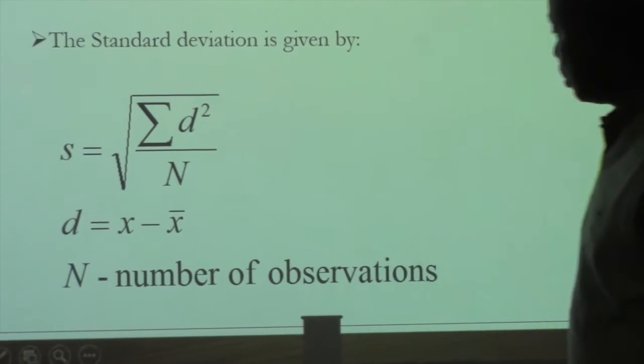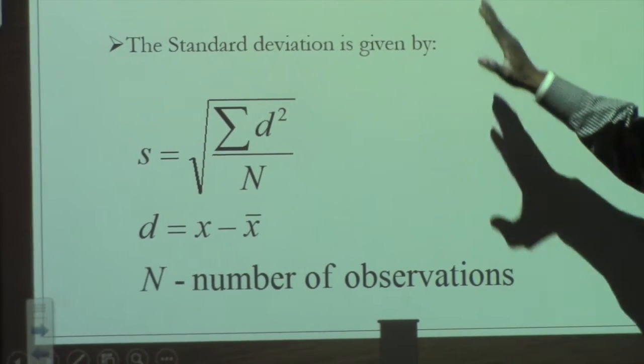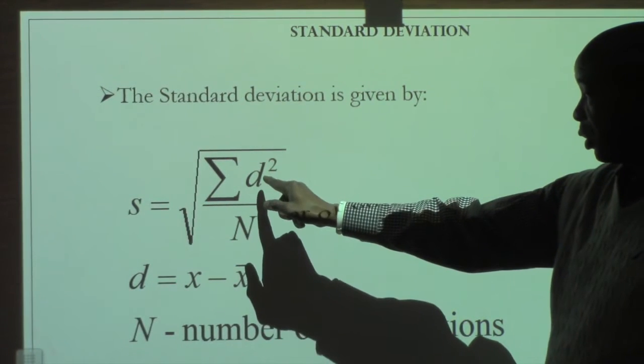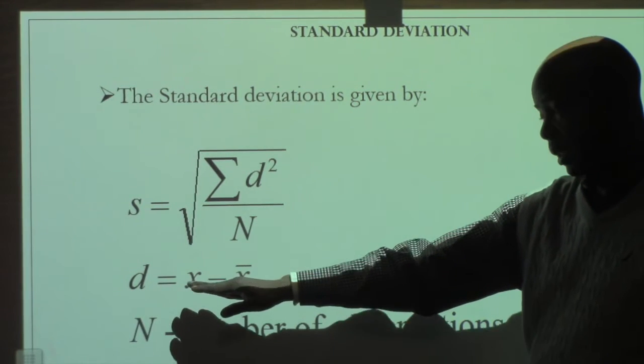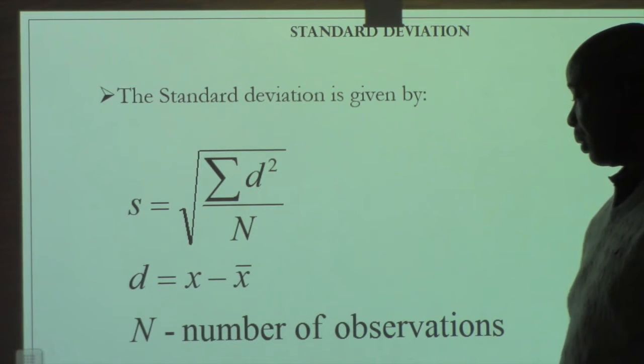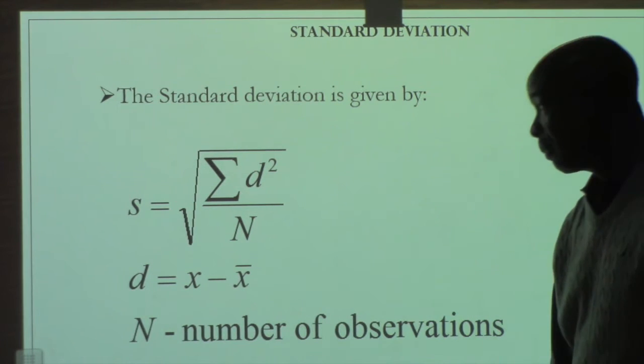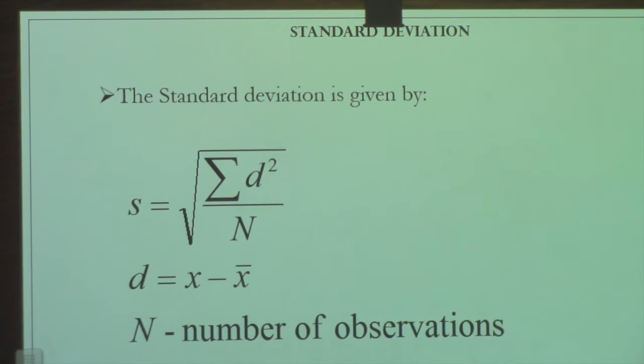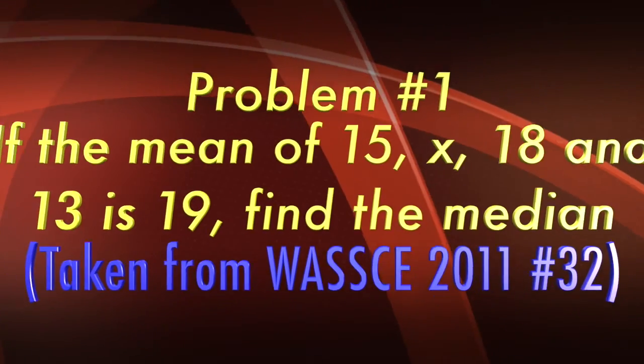So here's a formula for calculating the standard deviation. It says we take the square root of the sum of the deviations. The deviation is when you take a data element and subtract the mean from it, and that's how we represent the mean. And then you square them so that you get all positive, divided by the total number of elements you have. So we have problem number 1 here.